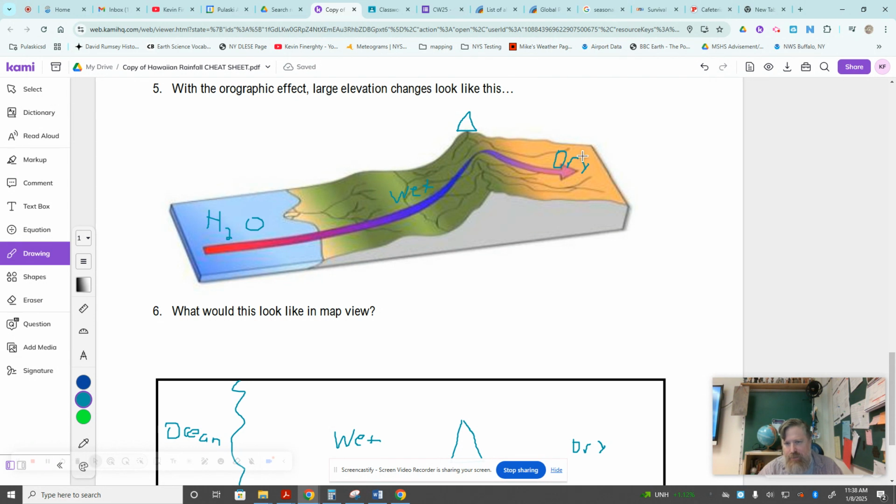The Tug Hill Plateau maybe doesn't have a marked dry side on the far side of it because it doesn't sink down that much, but certainly where it happens, as you know, there's a ton of snow up there.